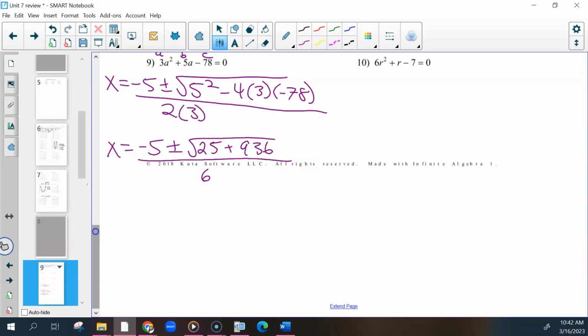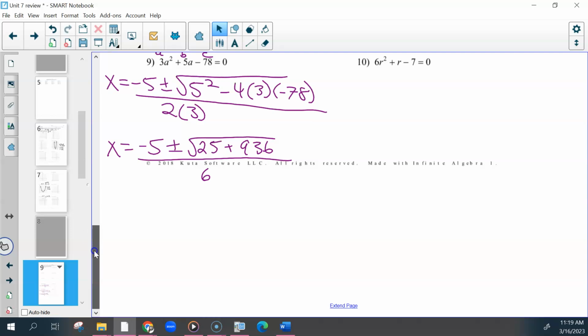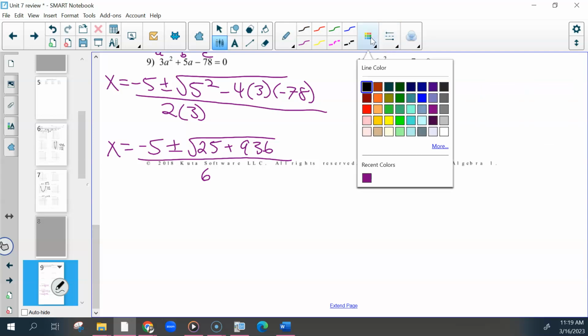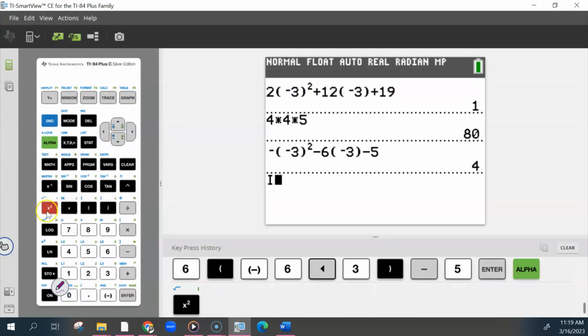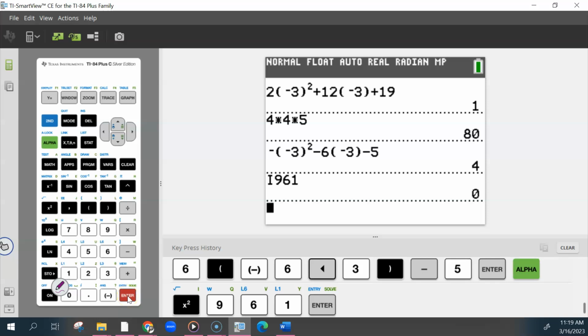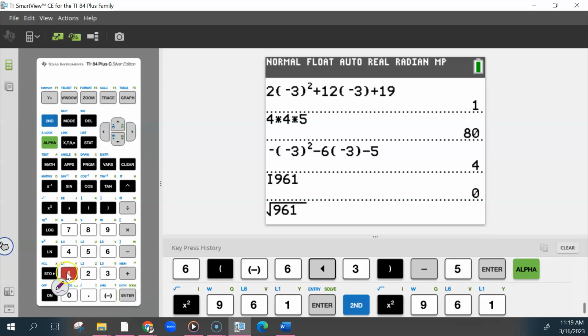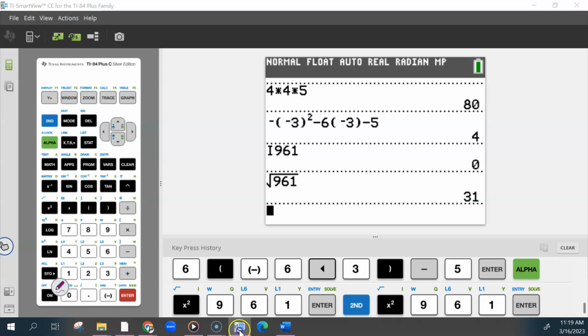And we'll finish up when we get back from lunch. Add 25 and 936. And then we need to see, is this a perfect square or not? So if we take the square root of 961, there we go. It is a perfect square, we get 31.